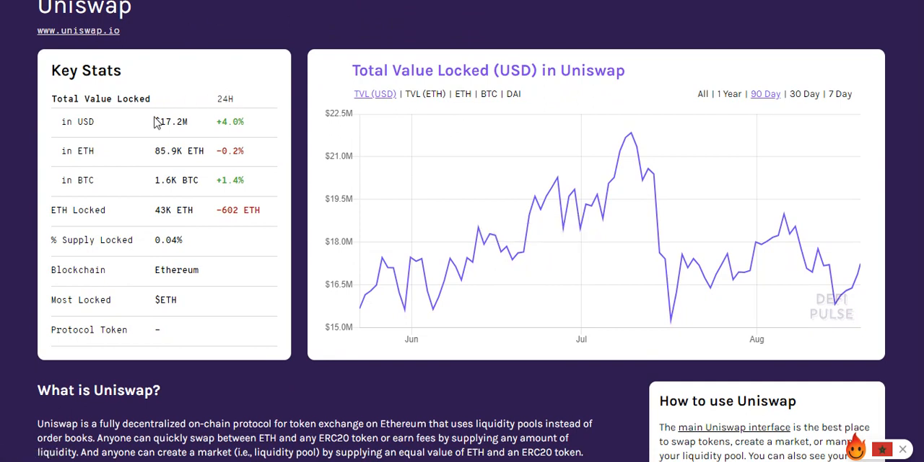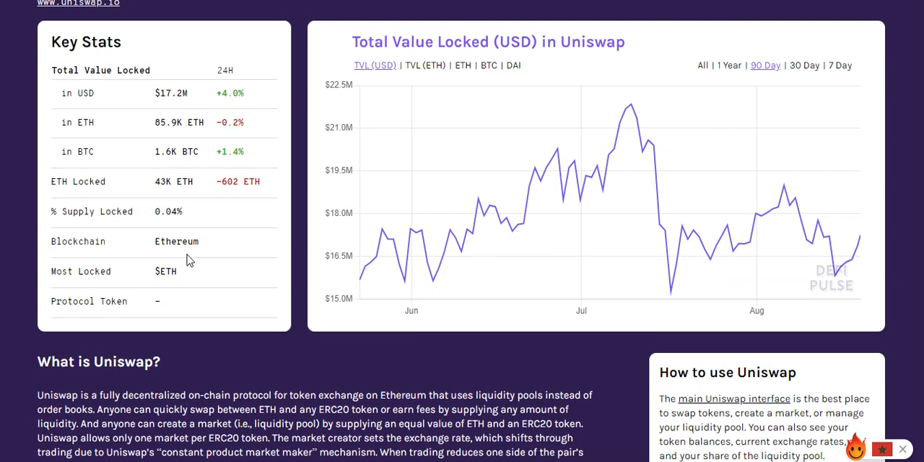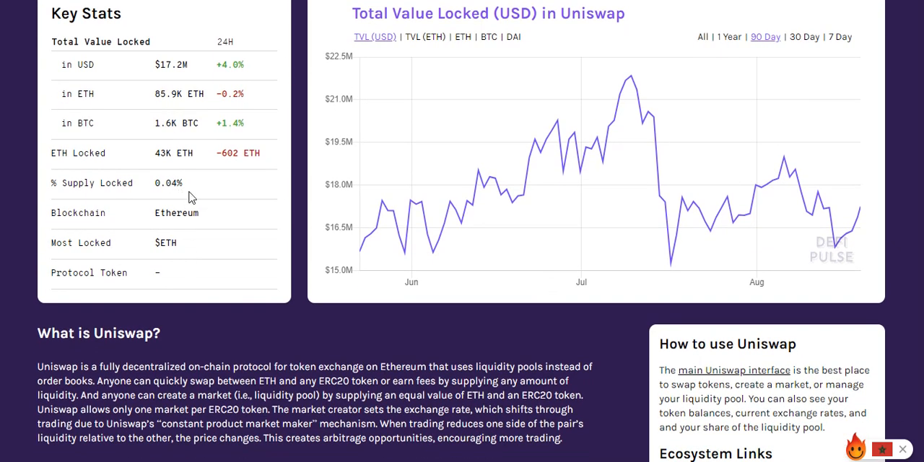Total value locked within the last 24 hours. Right now we've got 17.2 million USD locked in Uniswap, and in the last 24 hours that actually went up 4%. In Ethereum, there's 85.9 thousand Ethereum, and that went down 0.2% within the last 24 hours. In Bitcoin, 1.6K Bitcoin is in here, and that went up 1.4%. Now, Ethereum locked in, there's over 43K Ethereum locked in, and in the last 24 hours, it took a loss of 602 Ethereum. Supply locked 0.04%. The blockchain that it is built on is Ethereum, and the most locked is ETH.